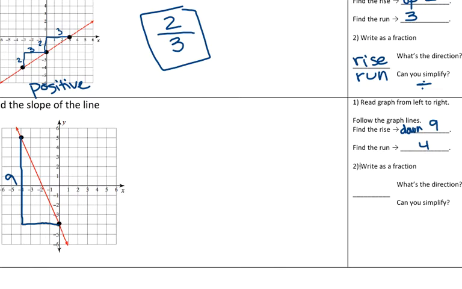So we're going to write it as a fraction, as a ratio of rise over run. Okay, so my rise, how much did it go up and down? Up and down was 9. And then the run, left to right, was 4.